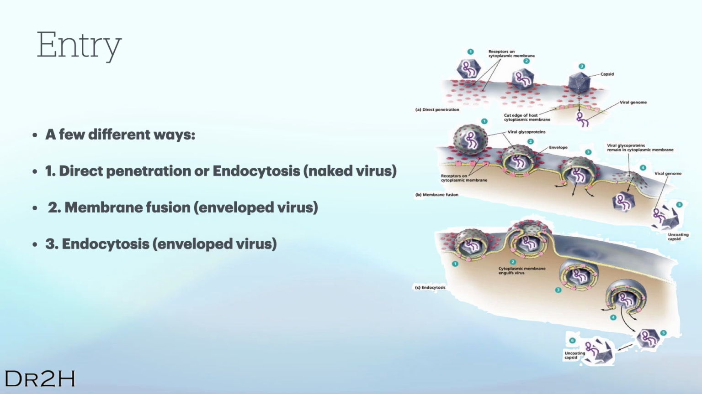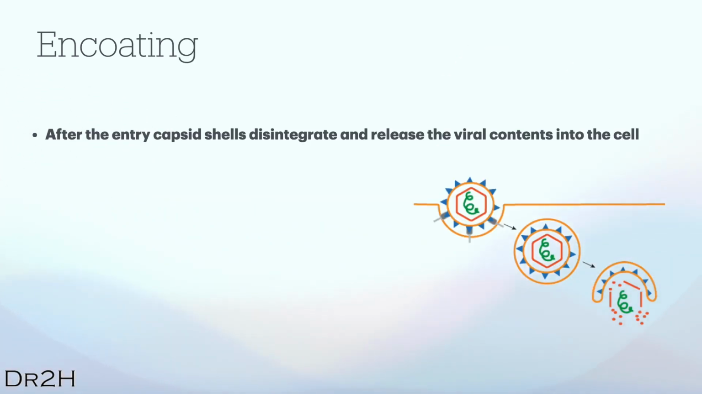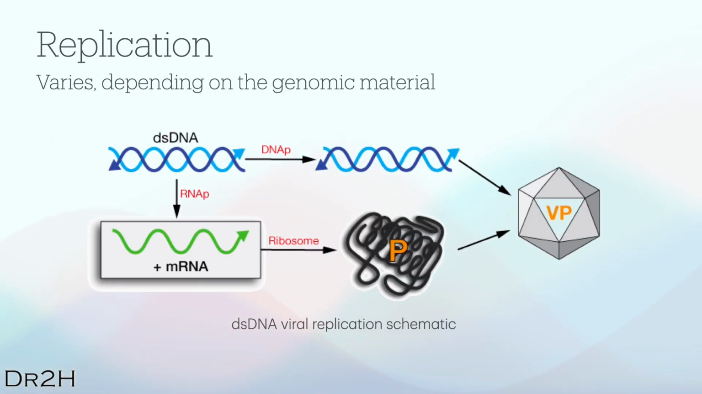After attachment, the entry step can vary slightly among different viruses. Naked viruses directly penetrate or enter through endocytosis. Enveloped viruses enter through membrane fusion as well as endocytosis. After the entry, the capsid disintegrates and releases the viral contents into the cell. The replication step is where the major differences are among all the 7 groups of viruses.